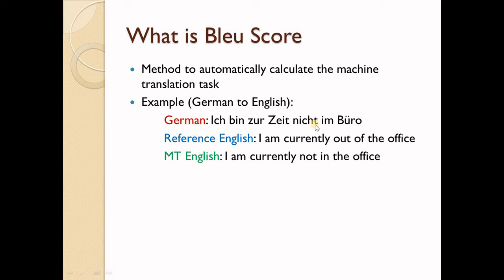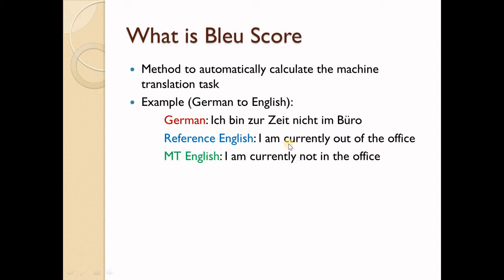In German, this is the sentence, and the corresponding reference English sentence is "I am currently out of the office." But we have a machine translation model where the machine translated English that is produced is "I am currently not in the office." Now let's say we have a methodology: if both the sentences, the reference sentence and the machine translated English, are the same, then we say yes, it is correct, otherwise it is false.